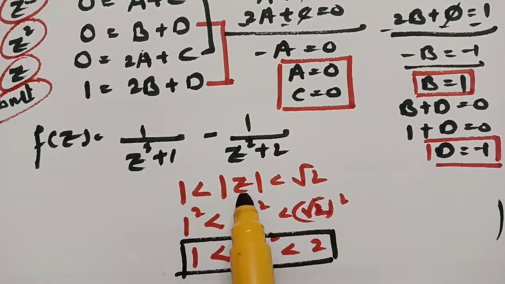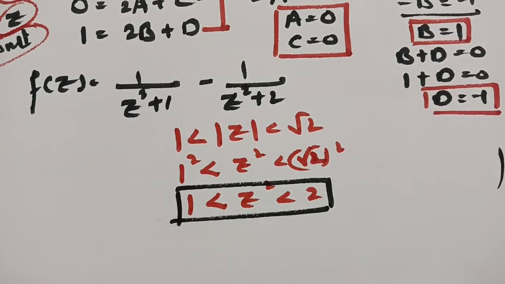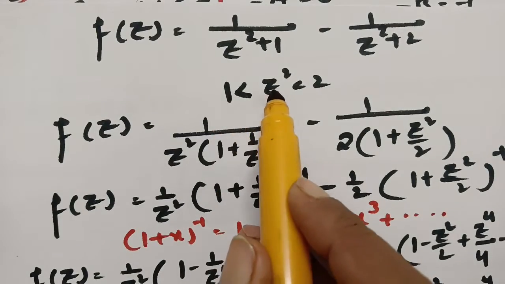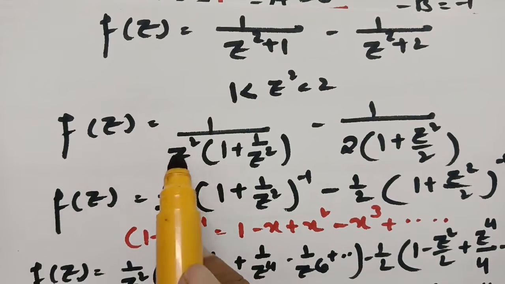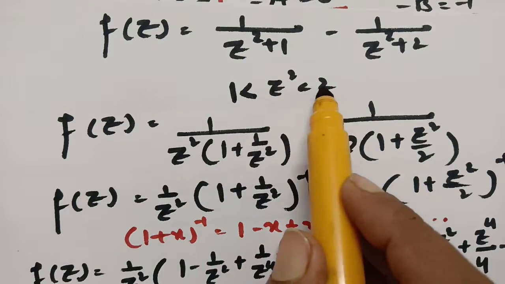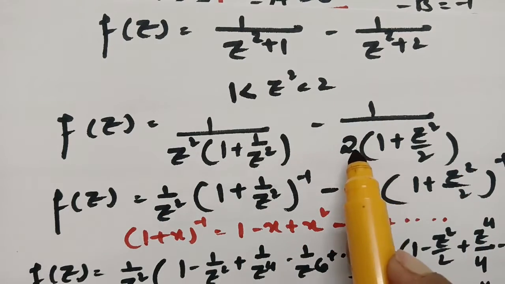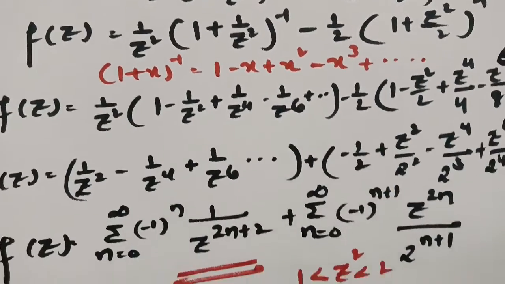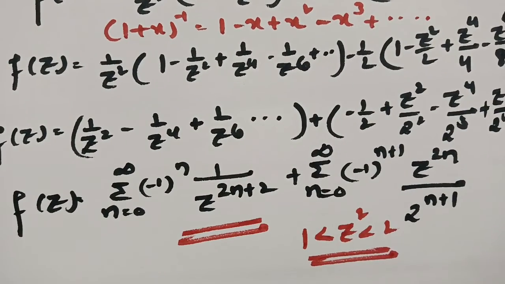And therefore the region given is 1 less than |z| less than root 2 after squaring. So I got this one. So this will be the expansion: among 1 and z², z² is the greater one, therefore I have taken z² common, and among z² and 2, 2 is the greater one, so that's why I have taken 2 common from these two, and I have taken it to the numerator, and after expansion this is the final answer.